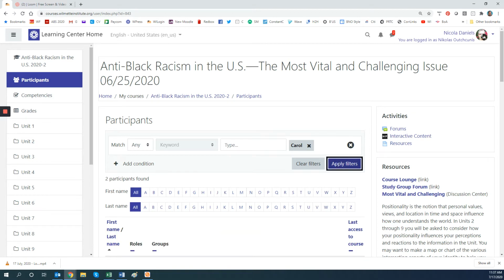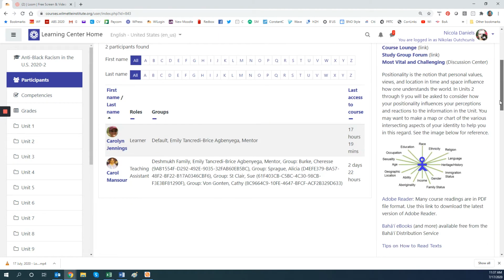Here we go. 2 participants were found. Let's see what we've got. Okay, so we've got a Carolyn, and this tool will find partial names as well. So for instance, if you typed Paul and there was Pauline, you would find Pauline as well as Paul. So here we have Carolyn and Carol, and you say, okay, this is the person I want. She's a teaching assistant. I didn't remember her last name.